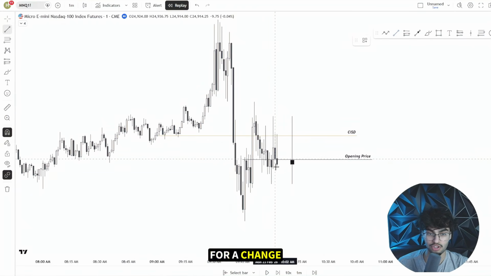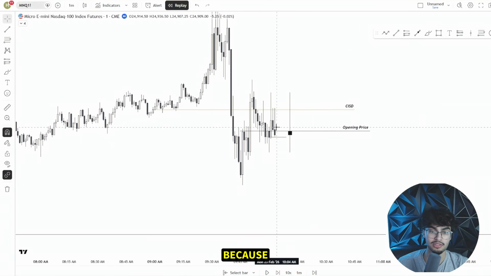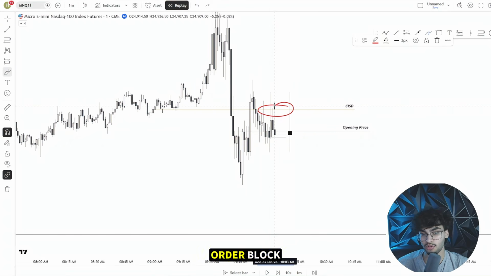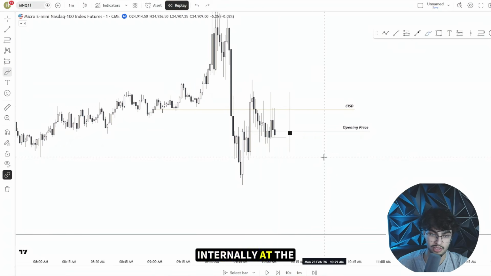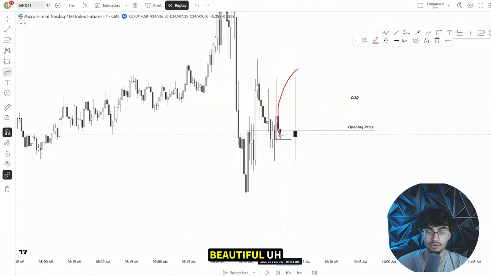We'd be waiting for a change in the state of delivery below this low, and we target this right here because that is our internal change in the state of delivery. We're reacting off a 15-minute order block. We have SMT internally at the highs at our PD array. So this is an absolutely beautiful trade setup.